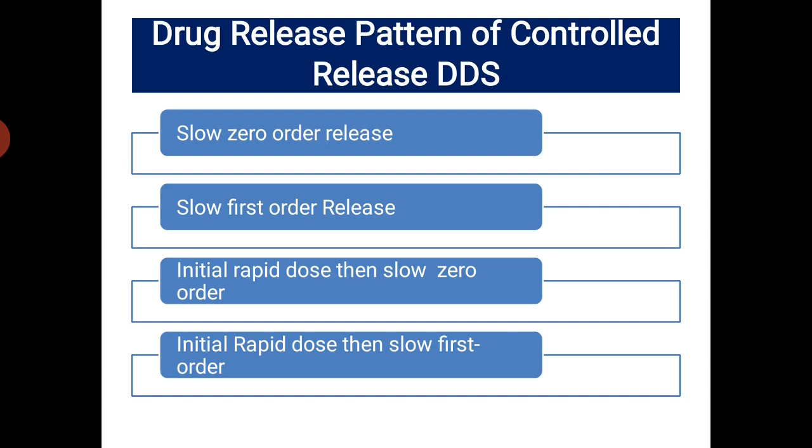So this release can be of four different orders, that is it can follow slow zero order process, slow first order process, and it can follow initial rapid dose then slow zero order, initial rapid dose then slow first order. If you look into this, the first one is not zero order, it is a slow zero order release. The second one is not first order release, it is a slow first order release. So always there is a term you can see, that is slow.